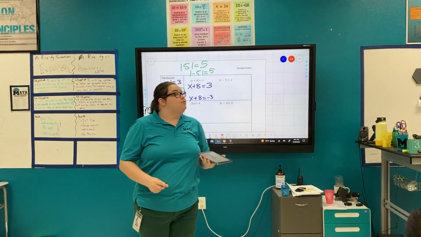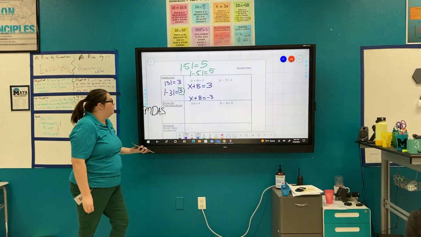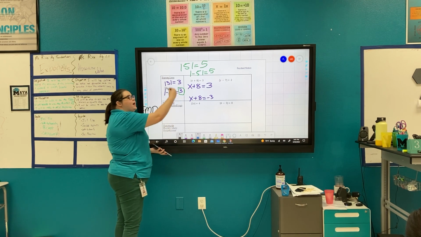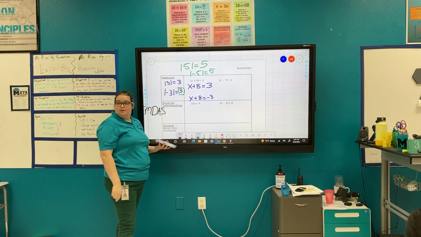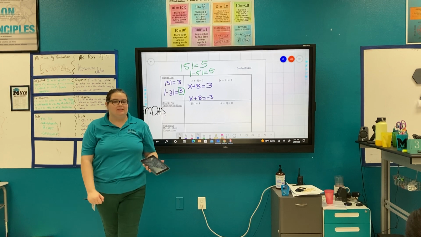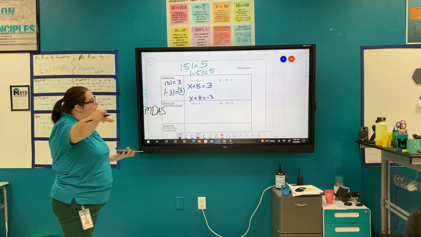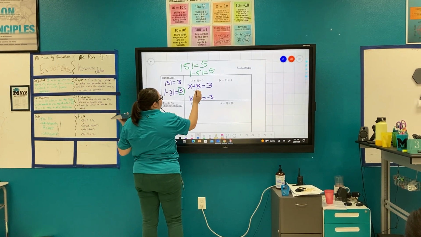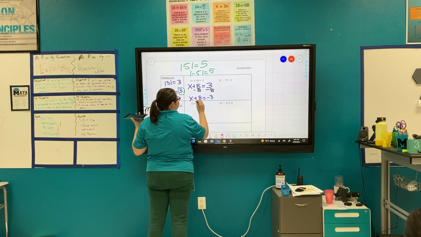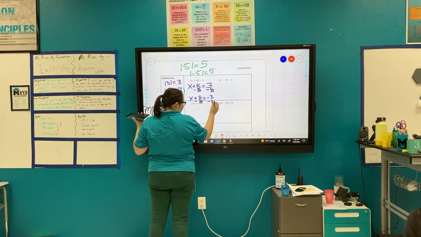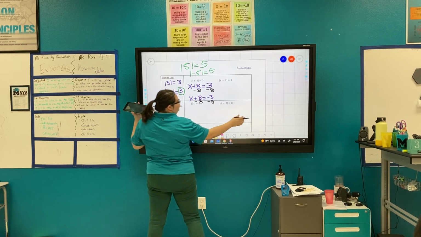So this is your first example. I'm going to go through some. How do I solve for x in this? How do I get rid of my 8? I have to subtract. I'm going to subtract 8 on both sides.